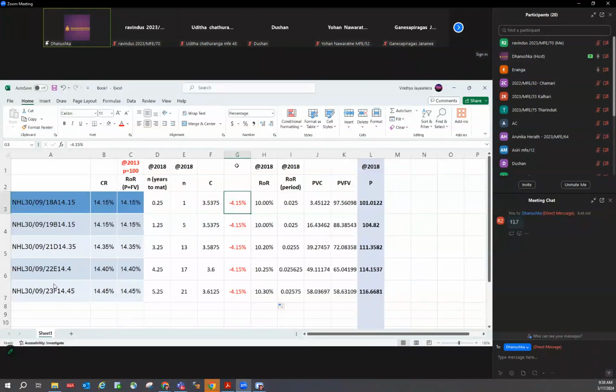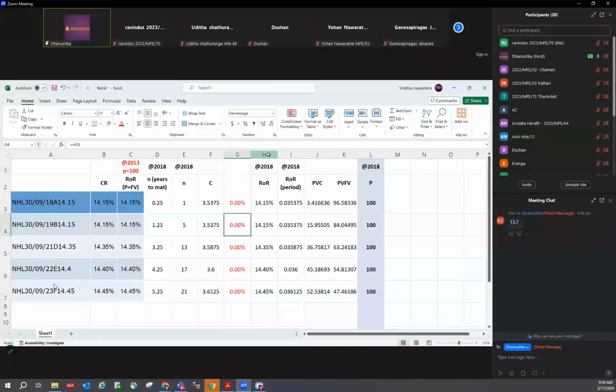100, yes. It is 100 because if my required rate of return in 2018 also is 14.15%, it is still equal to the coupon rate. That means this price is at par. So if interest rates don't change, my required rate of return is still the same as what it was in 2013, and my price is still 100.